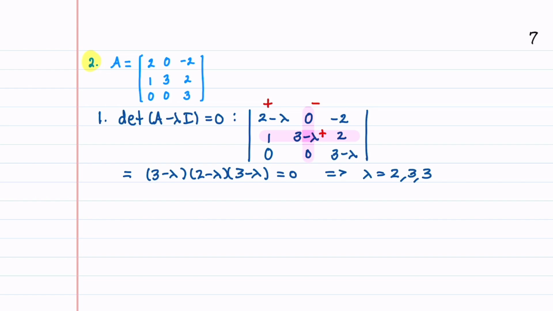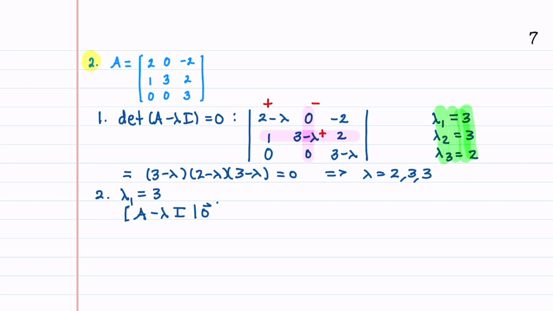I'm going to go ahead and label our eigenvalues as lambda 1 is equal to 3, lambda 2 is equal to 3, and then lambda 3 is equal to 2. Now let's do our second step. What we're going to do is find an eigenvector corresponding to each of these two distinct eigenvalues. So we'll start with lambda 1 is equal to 3. We're going to augment A minus lambda I with 0 and put it in reduced echelon form.